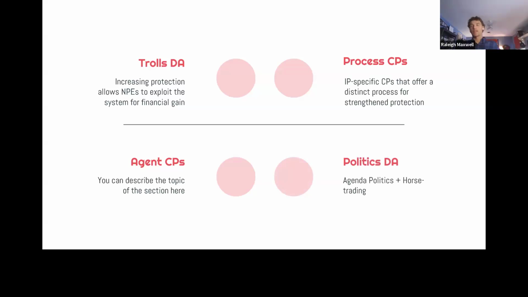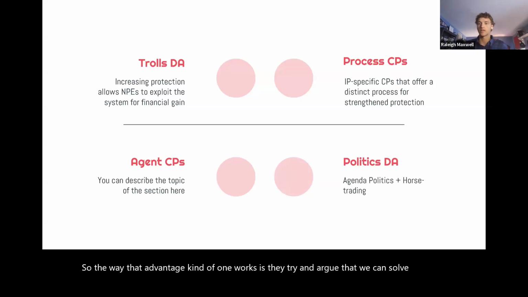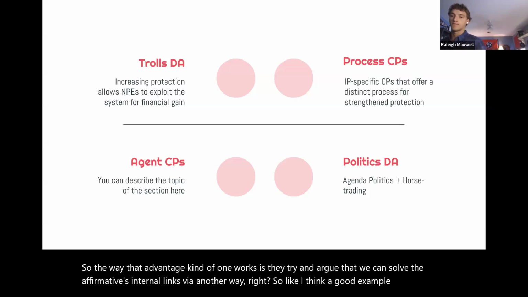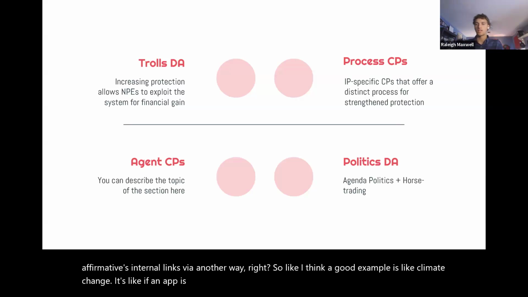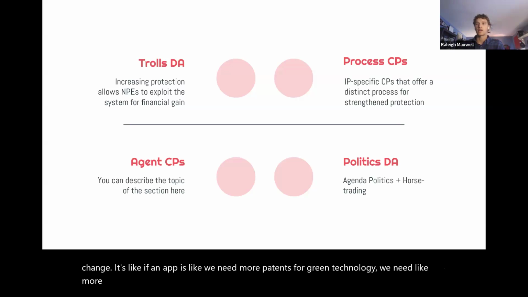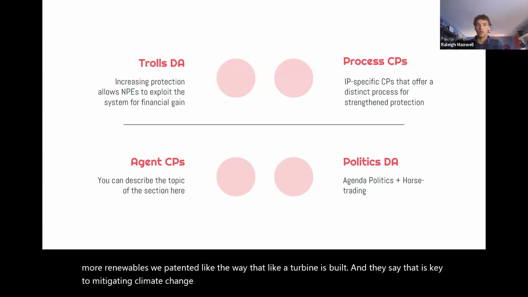Yeah. The way that an advantage counterplan works is they argue that we can solve the affirmative's internal links in another way. A good example is climate change. If the affirmative says we need more patents for green technology, like the way a turbine is built, and they say that is key to mitigating climate change because those renewables will displace fossil fuels in the market, so we will emit less, that's the affirmative's claim.